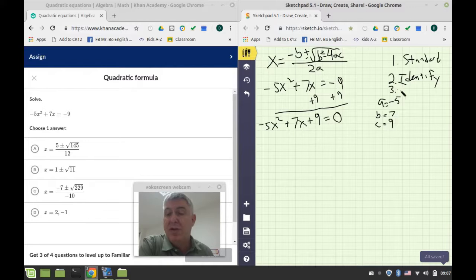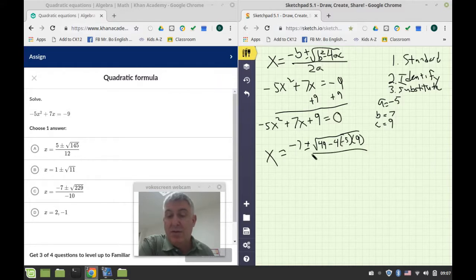And our step number 3 is to substitute. Okay, so that means we need to put them up over here. So x is equal to negative b, negative 7, plus or minus the square root of b squared, 49, minus 4 times a, negative 5, times c, 9. Extend that over here, all over 2 times a, negative 10.